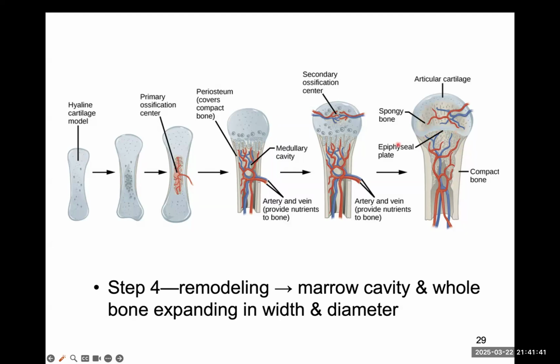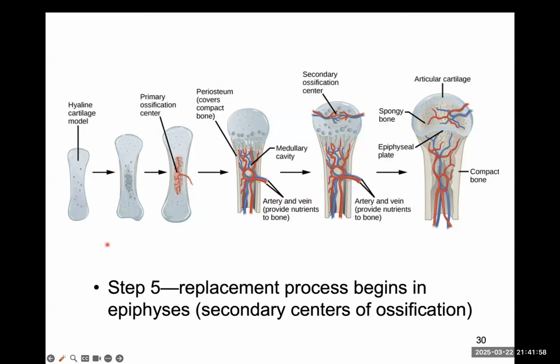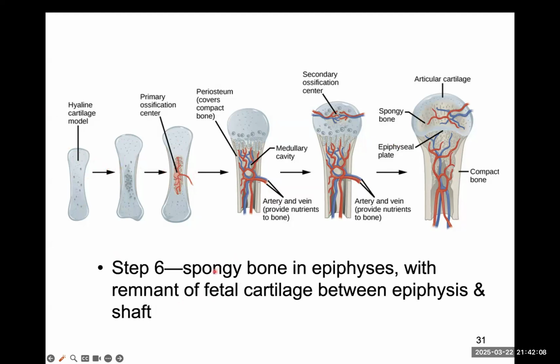And when a person dies, they can look at their bones and see if it's a line or if it's a plate. That'll tell if the person was older or adolescent, because if there is some growth plate left, that means they were still growing. And then the replacement process begins in the epiphysis, which has the secondary centers of ossification. And then there is spongy bone in the epiphysis, the remnants of fetal cartilage between the epiphysis and the shaft. So there is some spongy bone in this area.